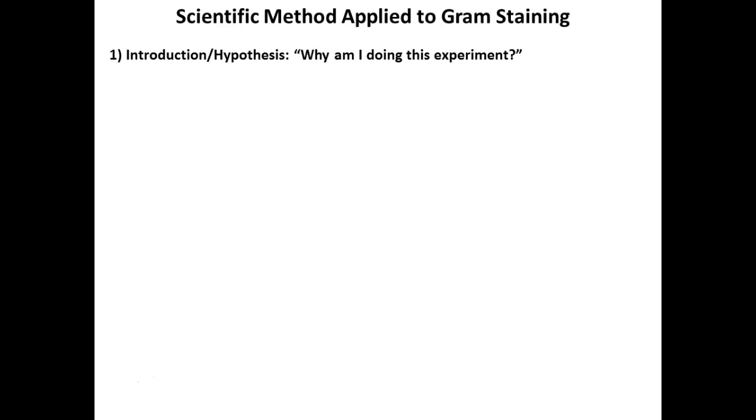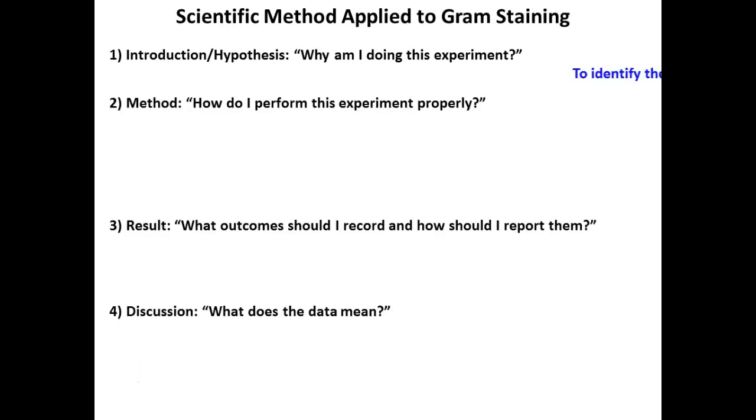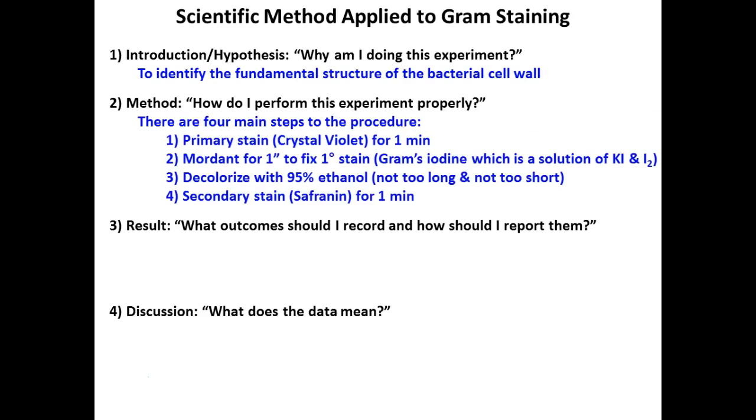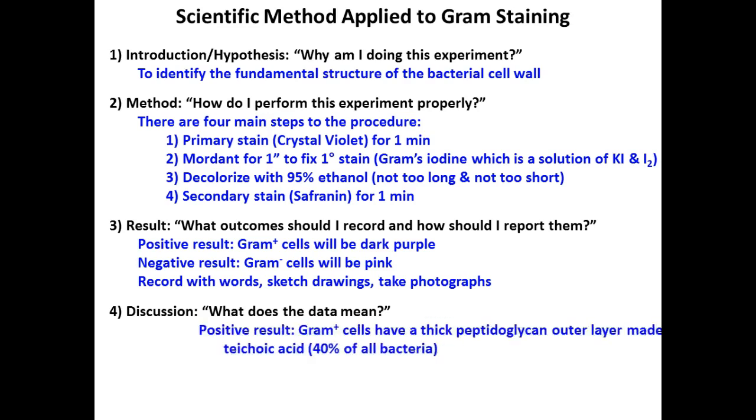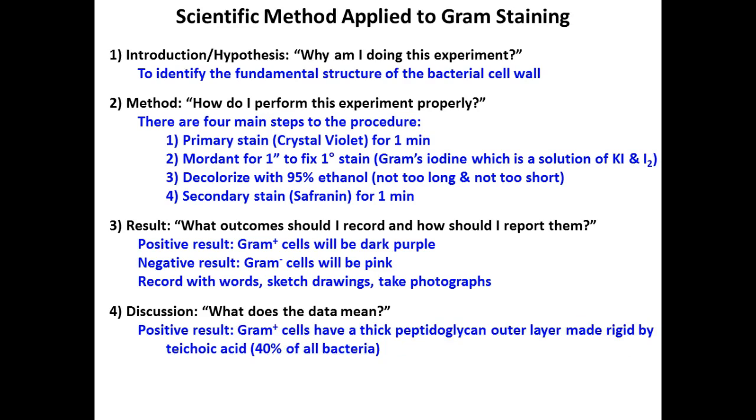So, how does the scientific method apply? Why am I doing this experiment? We want to know the cell wall structure of our bacteria. Does it have a thick layer or a thin layer? Does it have the outer membrane? How do we perform it? We have to do our steps and do them accurately. How do we record? If it's purple, it's gram positive. If it's gram negative, it'll be pink. We'll draw this, write it in words, and we may even take pictures. What does it mean though? Gram positive being purple means it has that thick peptidoglycan layer that traps in the crystal violet iodine.